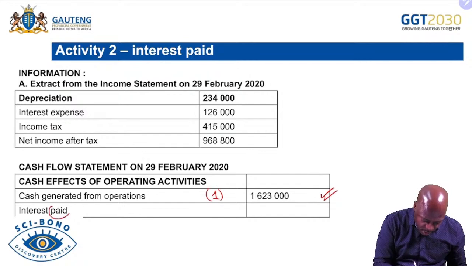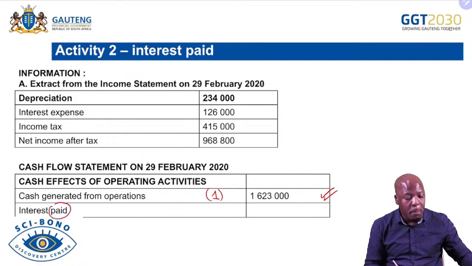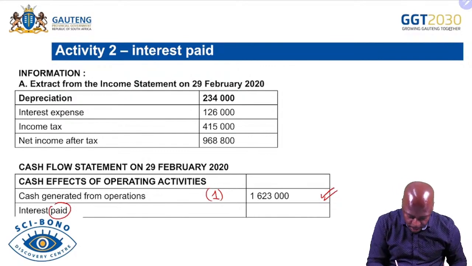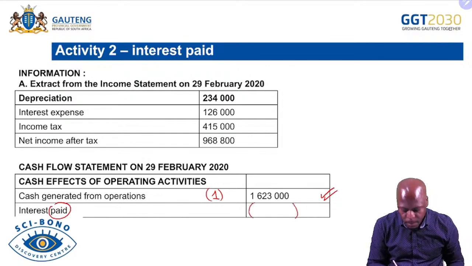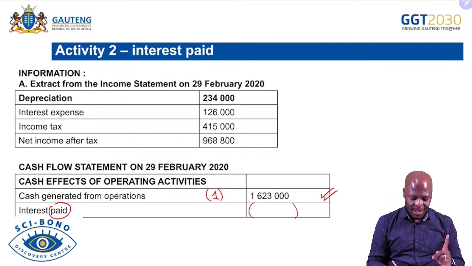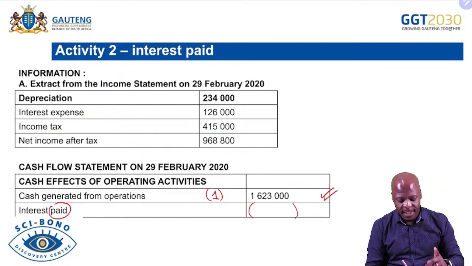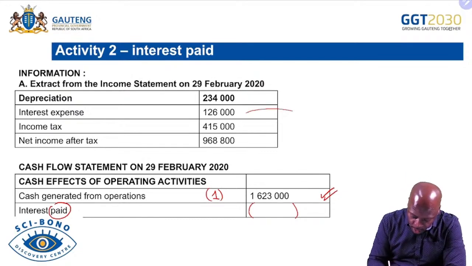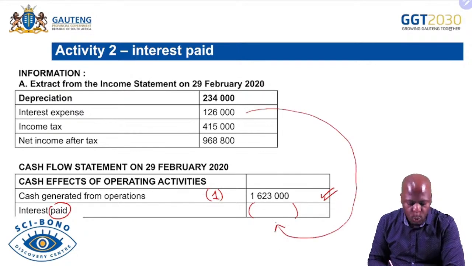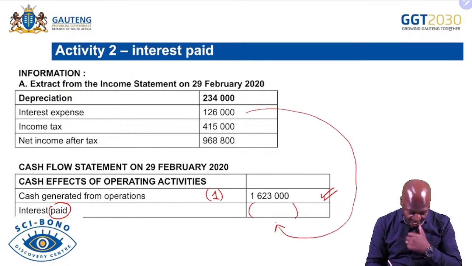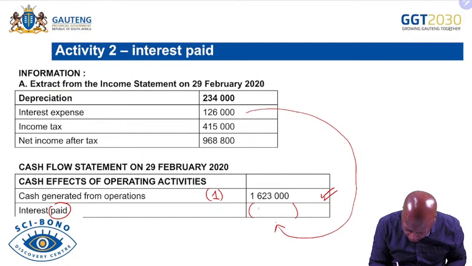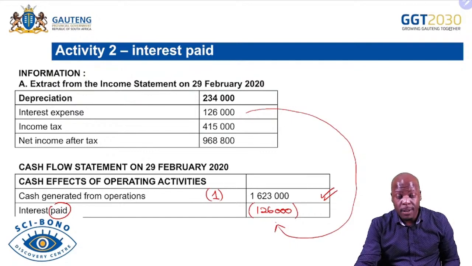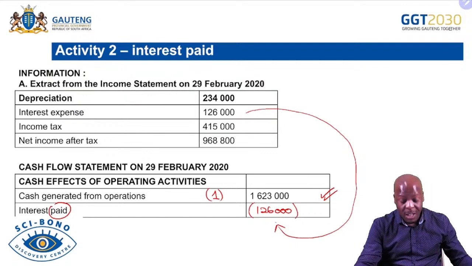Where's my keyword? Paid. Once I hear the word paid, what comes to mind? In my mind, I think bracket. Before I even put the figure, this word paid means I must put brackets. And then I come to my income statement. I'm just going to take the same figure and bring it all the way here. The one from the income statement, i.e. interest expense. And it is 126,000. Brackets. Very, very important.